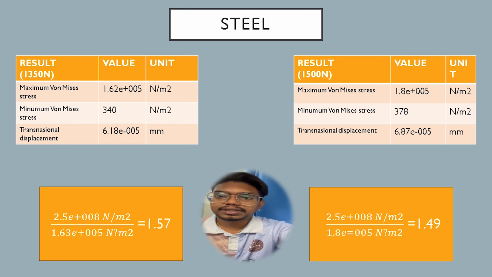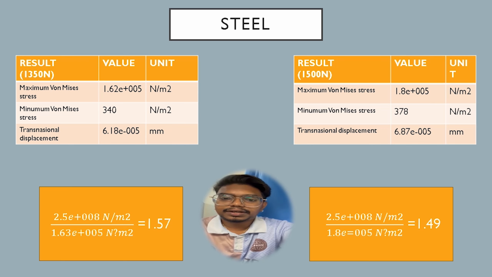Next, we are going to see the results for the steel, which we conducted the same as iron before. For 1350 Newton, the maximum von Mises stress is 1.62 e plus 0.05. The unit is Newton meter square. Minimum von Mises stress, the value is 340 Newton meter square. And then the translational displacement 6.18 e minus 0.05 mm.